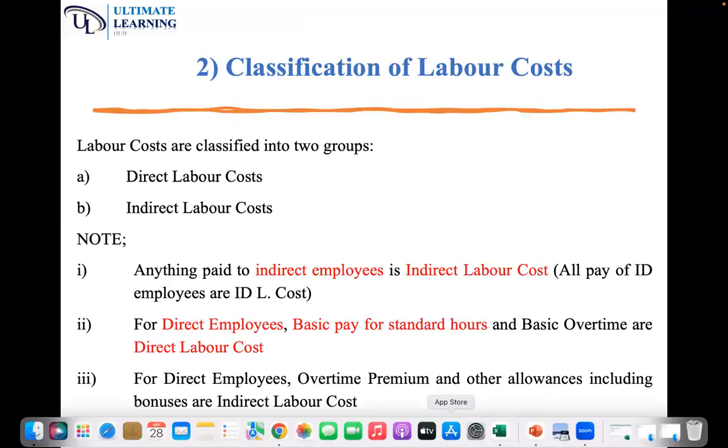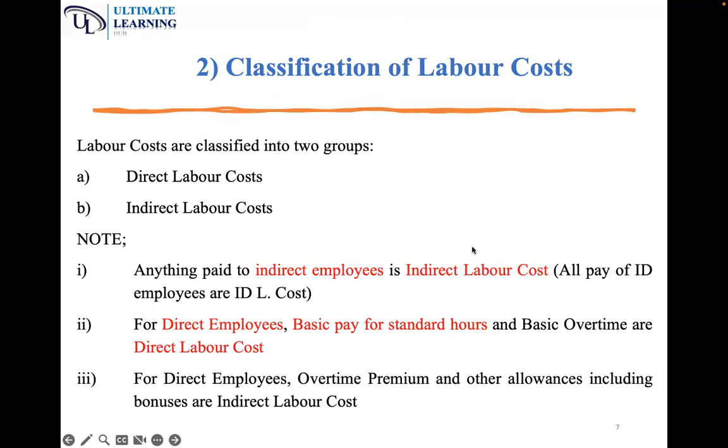Next area is classification of labor costs. We have looked at types of employees. Now we need to classify labor costs. Remember, the other time it was types of employees, categories of employees, direct or indirect. Now we are looking at classification of costs, labor costs. Labor costs can be classified as either direct labor costs or indirect labor costs.